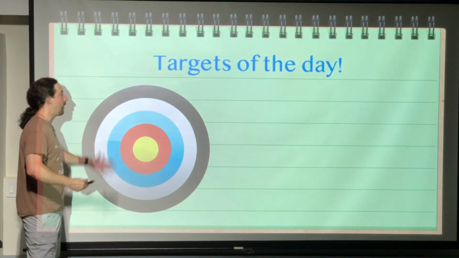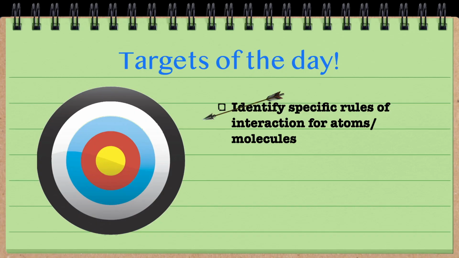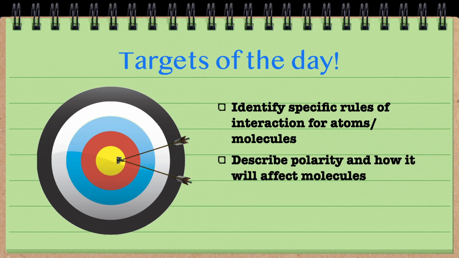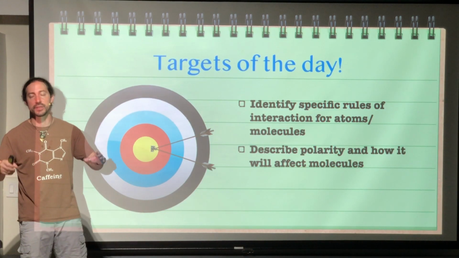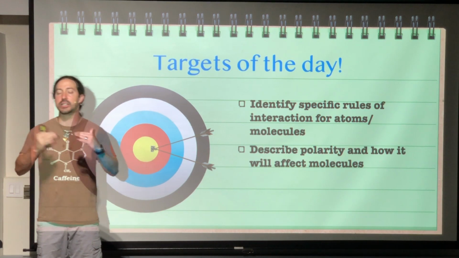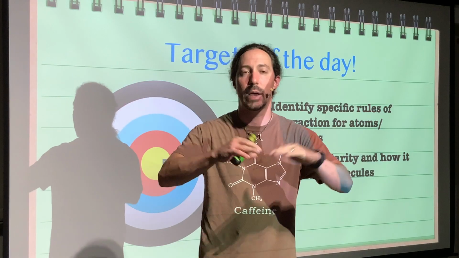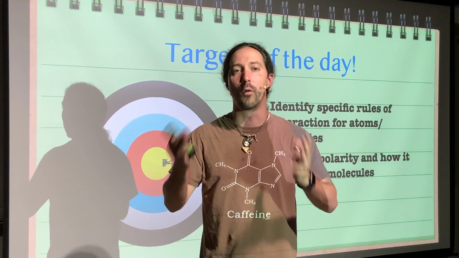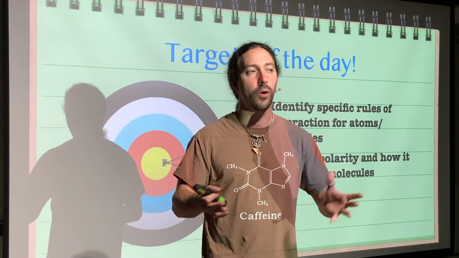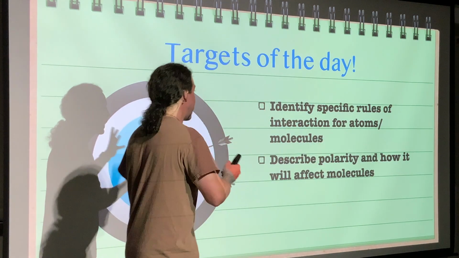So let's get started. First off, we have to identify specific rules. There are specific rules for how elements or different particles are going to interact with each other, and you need to understand them because they are going to be a recurring theme throughout this course. Next, also describe polarity and how that will affect molecules. Again, polarity is going to be a very important concept that we will revisit over and over again throughout this course. And so it's really, really important for you to understand it now.